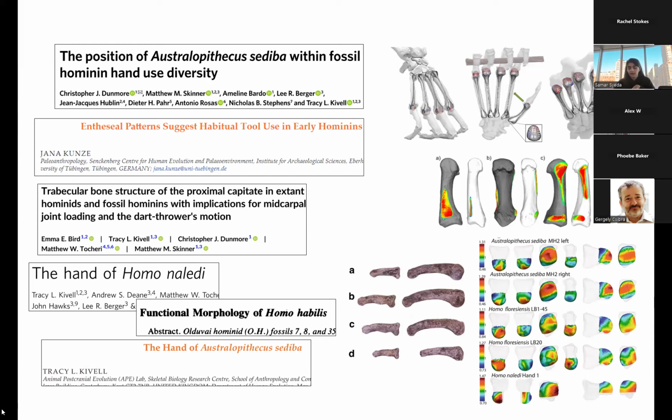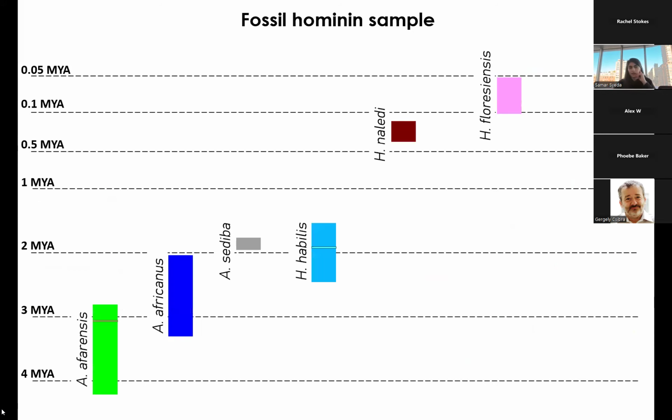So now I'll get into what I've done, and here is what my sample consists of. We are looking at species all the way from nearly 4.2 million years ago with Australopithecus afarensis to Homo floresiensis at 100 to 60,000 years ago. We did this by using micro-CT data of phalanges. For the afarensis material, we have just one isolated phalanx. For africanus, we have a couple of isolated remains.